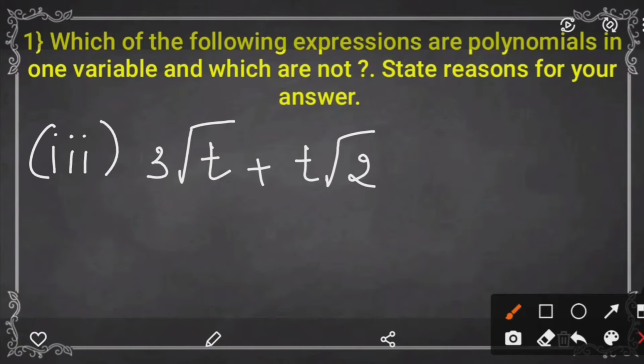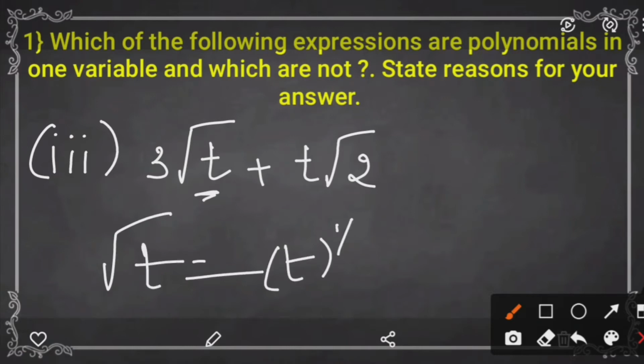Here t is there, no? What is the exponent or the power of this t? Root t is equal to t to the power half. That means this is not a whole number. The other term has the whole number t to the power 1, but here it is t to the power 1 by 2. That's why this is not a polynomial in one variable, because the power of t is half here.